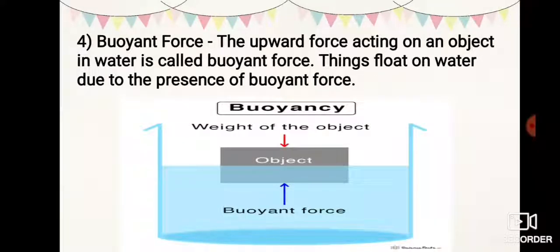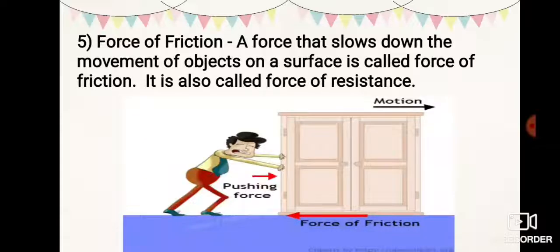Number 4. Buoyant force. The upward force exerted by any fluid upon a body placed in it. Number 5. Force of friction. Frictional force is the opposing force that is created between two surfaces that try to move in the same direction or that try to move in opposite directions.